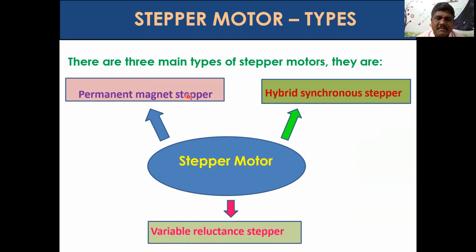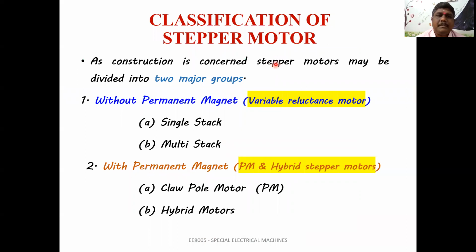Second one is a permanent magnet stepper motor. Third will be the hybrid motor. So this is the complete type. Now we are going to discuss the variable reluctance stepper motor. Variable reluctance stepper motor is not only the complete thing, it will have subdivided topics. So this is the complete classification we can identify here.